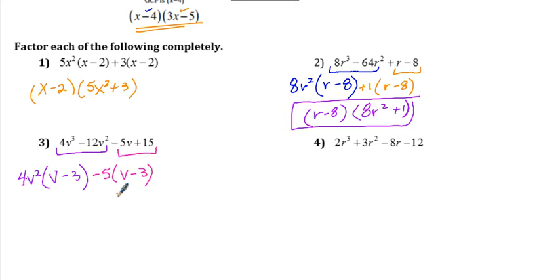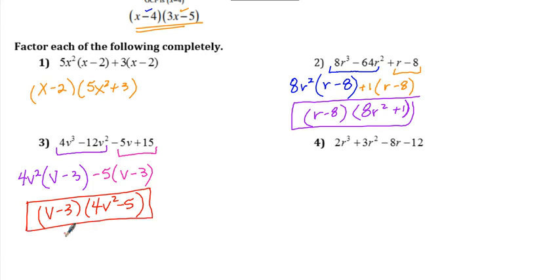These match, so I'm good to move forward. If you had pulled out a positive 5, these wouldn't perfectly match, so keep going and pull out a negative 5 to make sure that these match. Let's build my factored form. V minus 3 is one of them. 4v squared minus 5 is the other. That's my final.